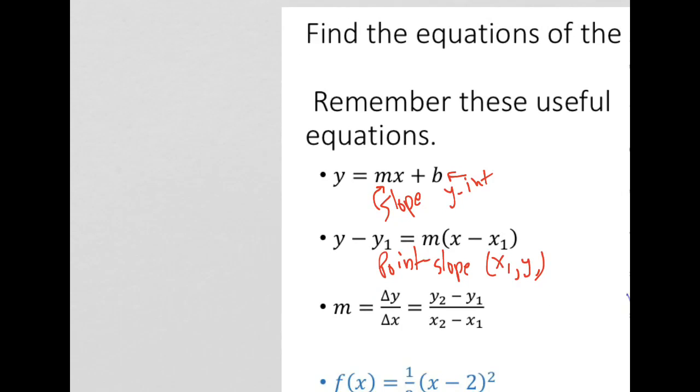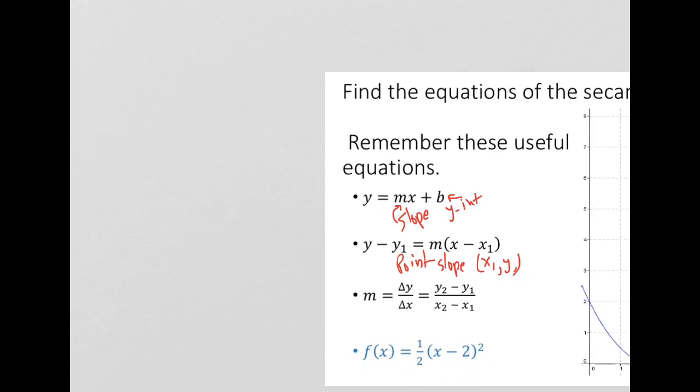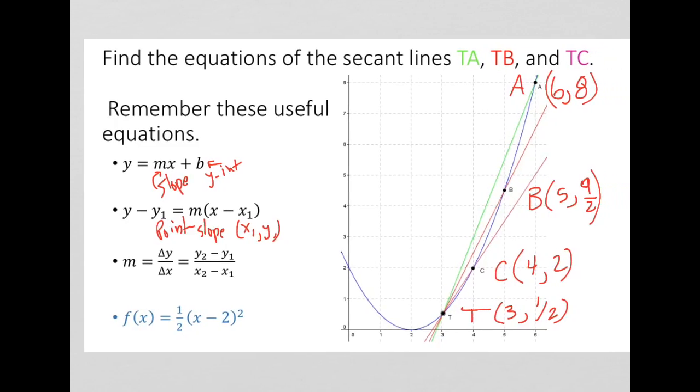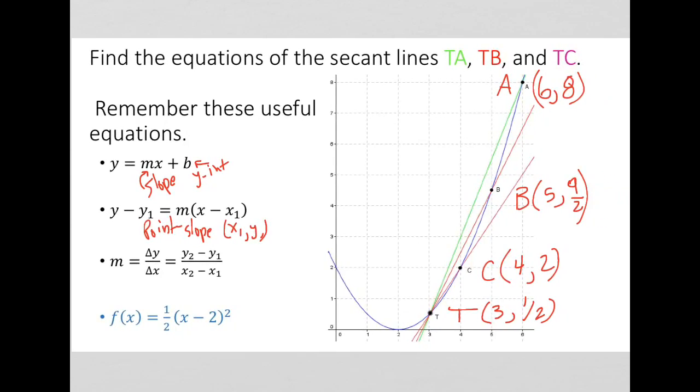And then finally, remember that we have m representing our slope, which is the change in y over the change in x, aka rise over run. And you can find the change in y by subtracting your two y values and dividing by the change in x, which is the difference in your two x values. So let's go ahead and find some slopes first.